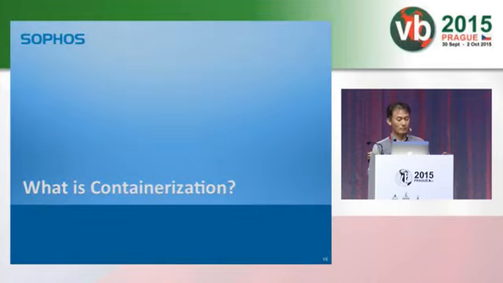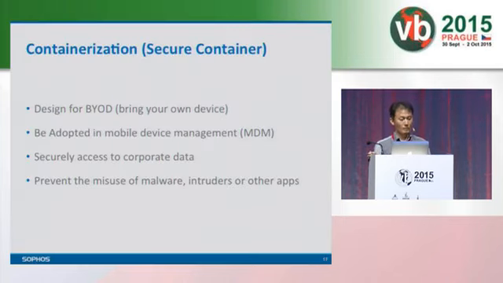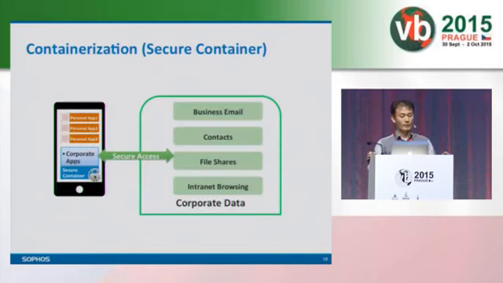Okay, then let's talk about the second topic, containerization. Containerization was introduced by security vendors as an MDM solution, so you can use your personal device for enterprise applications. For example, enterprise data, including business email, contacts, or internet browser information, will be stored in a separate, isolated, encrypted container. Only certified applications can access that information inside a secure container, but not third-party applications.